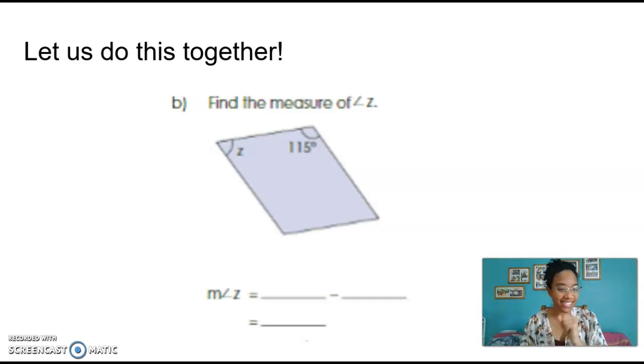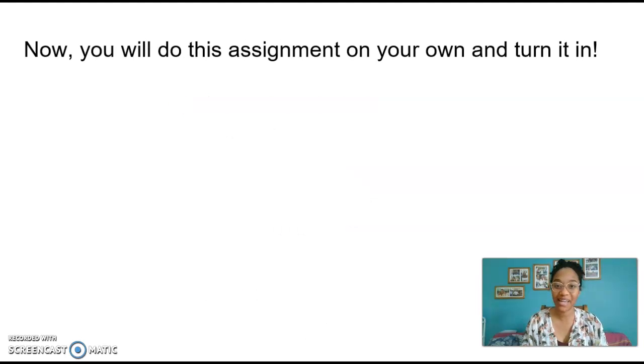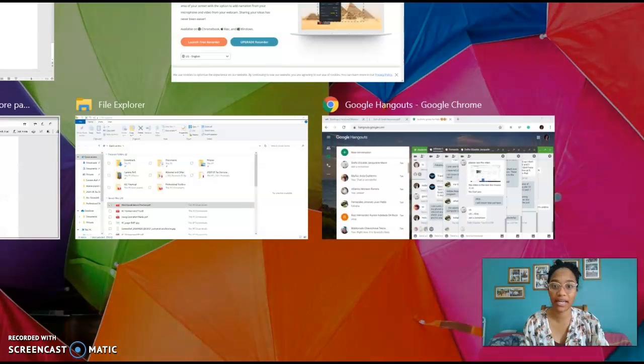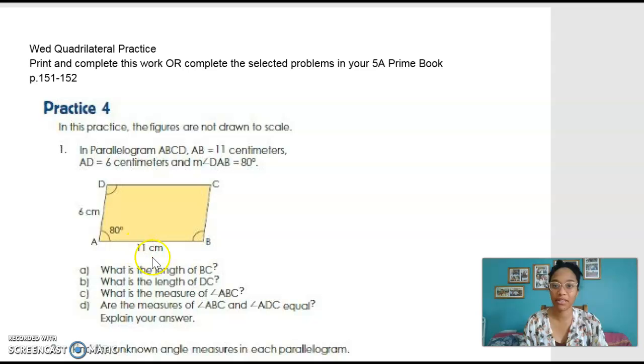That angle z, 65, plus the angle we already knew, 115, gives us our magical supplementary sum, 180. So now we found these missing angles together. The next step is for you to try it on your own. You're going to do an assignment on your own and turn it in. Let me show you what that assignment looks like.